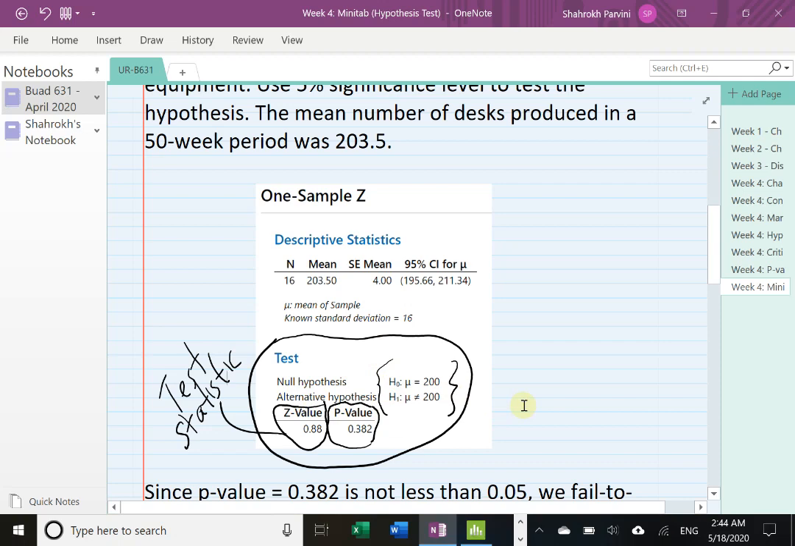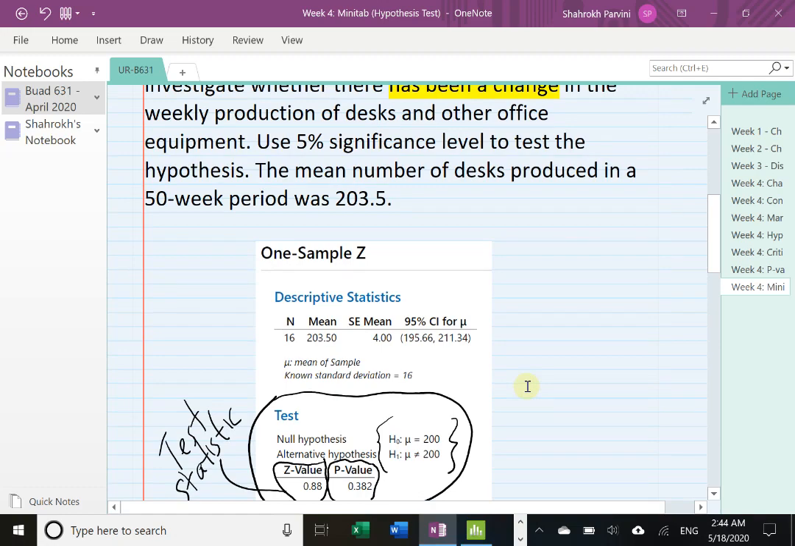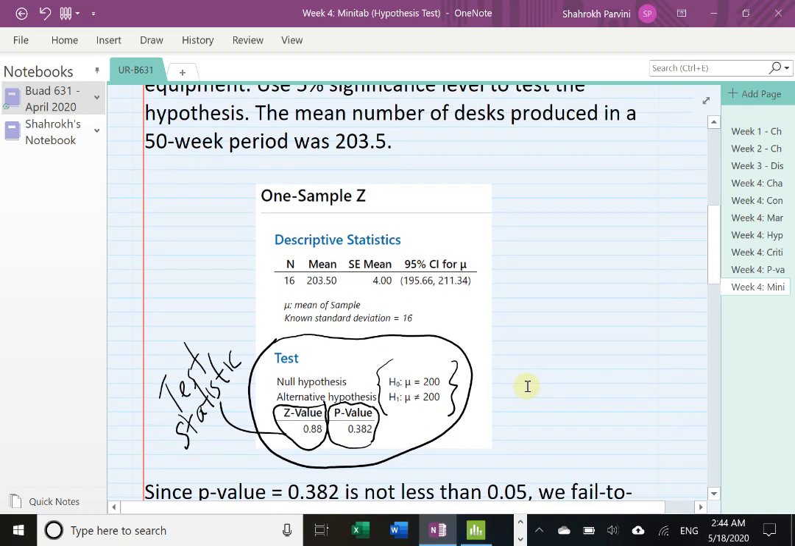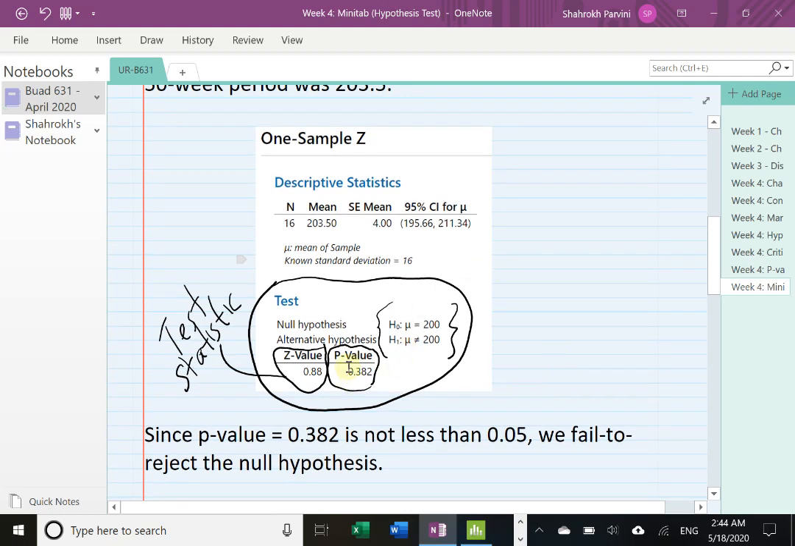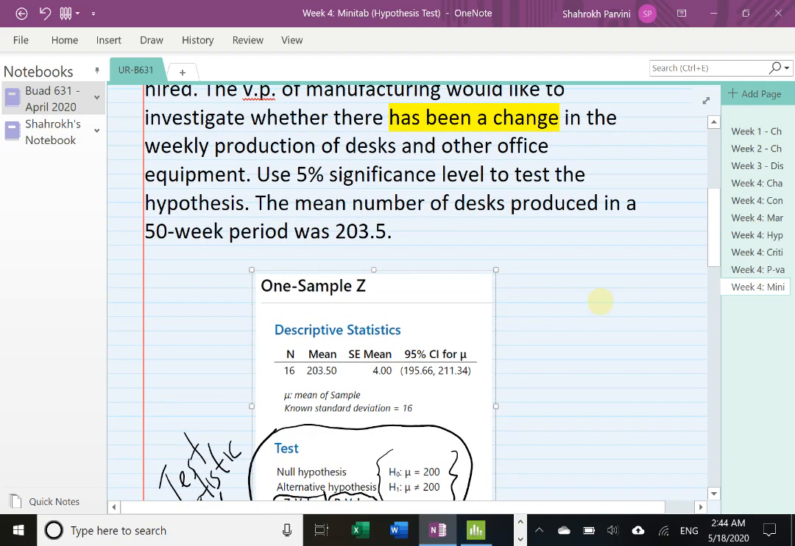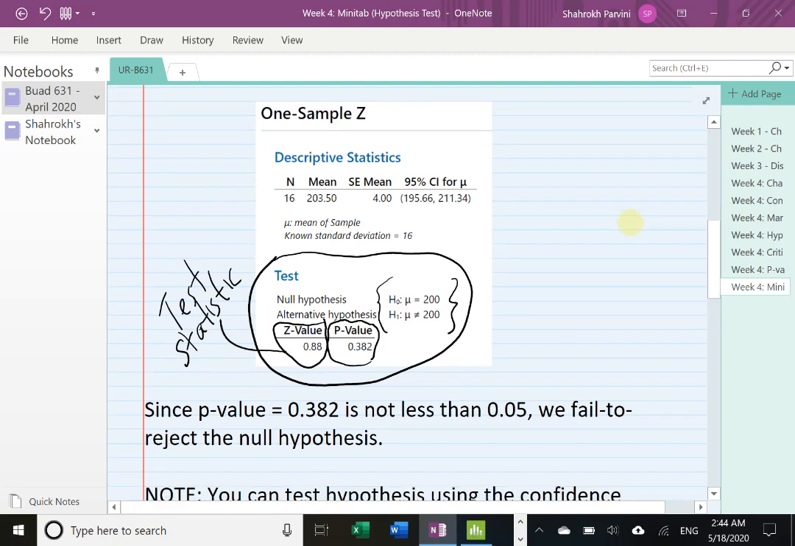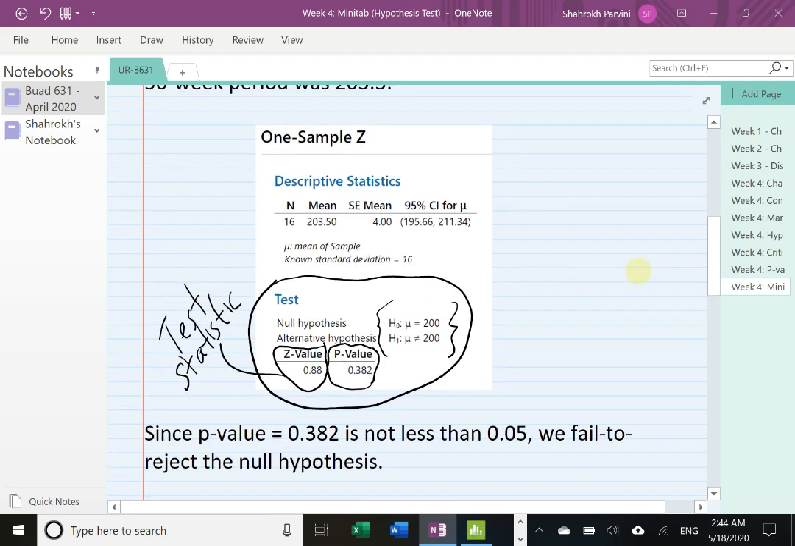Remember, if the p-value is less than or equal to alpha, the size of our test, we're going to reject the null. Now, in this case, the p-value is 0.382, and that number is not less than 0.05, right? The significance level was 5%, and it's right up there. See, it's right here. And because it's not less than that, we fail to reject the null hypothesis.